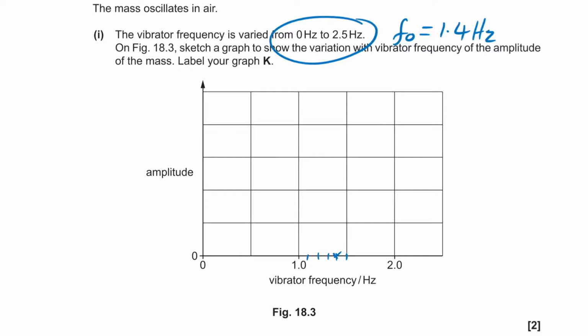Let's say that it's there. So we know we're going to have a maximum amplitude at this frequency. So let's just put a cross up there. It's not going to go down to 0, of course. It is going to oscillate a little bit, but we can do something like this.